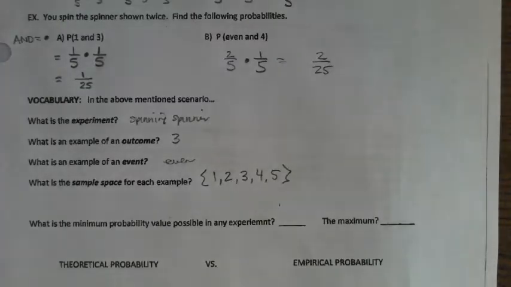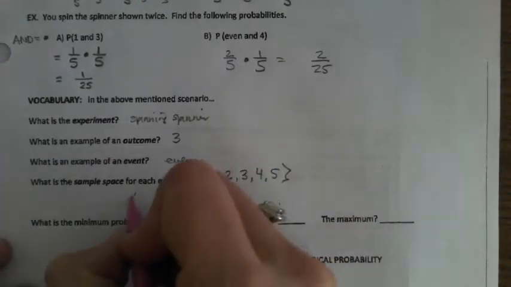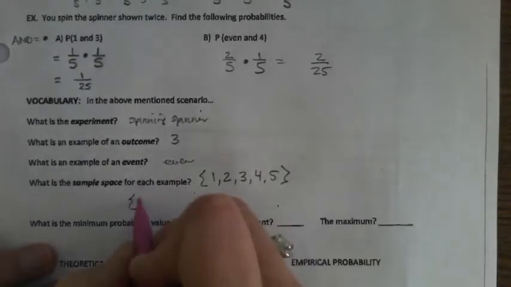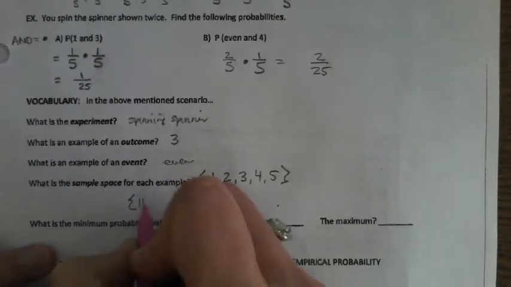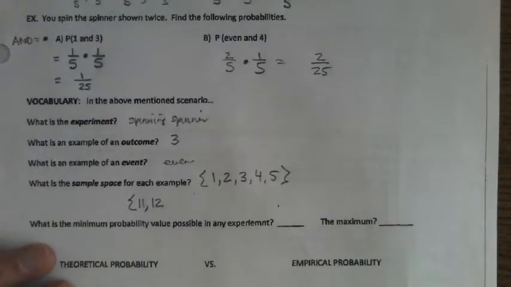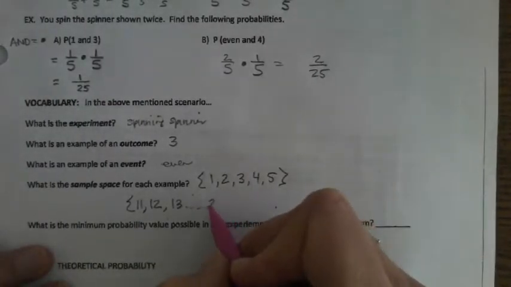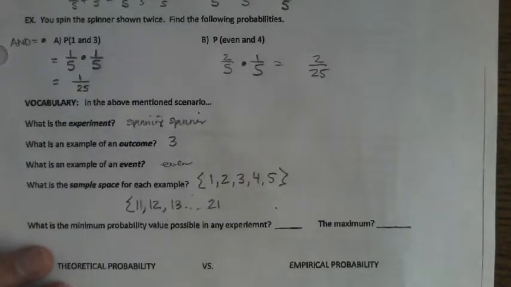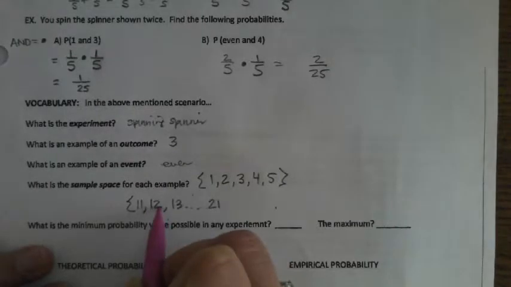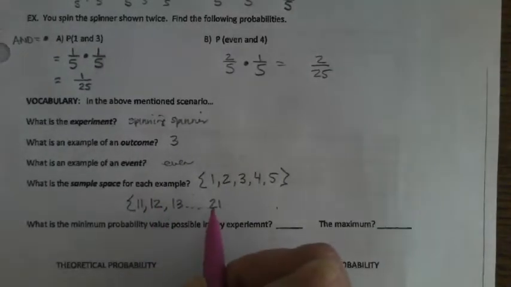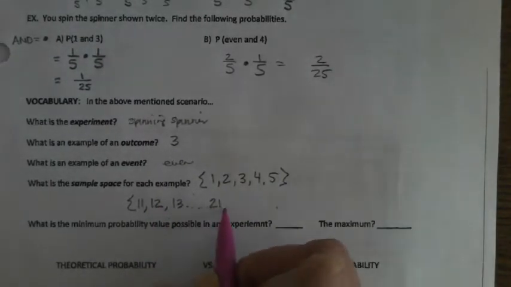Now, if you're spinning the spinner twice, your list of outcomes becomes much greater. You could get a 1 and a 1. Or you could get a 1 and then a 2. Or you could spin a 1 and then a 3. So on and so forth. Then you could spin a 2 and a 1. Spinning a 1 and then a 2 might be different than spinning a 2 and then a 1.